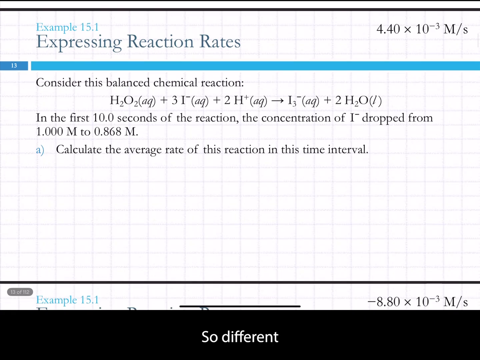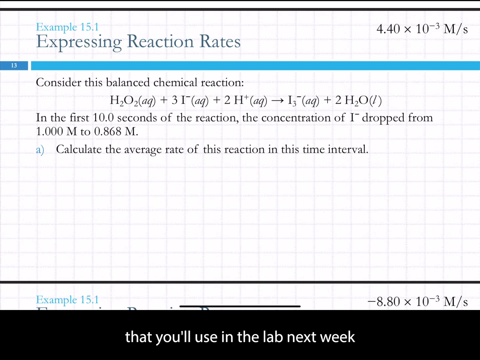All right, so a different chemical equation, a little more complicated. This is actually the reaction you'll see in the lab next week. Well, I don't know if you'll use the equation, but this is the reaction that makes the solution turn blue: the triiodide species reacts with the starch and turns blue.